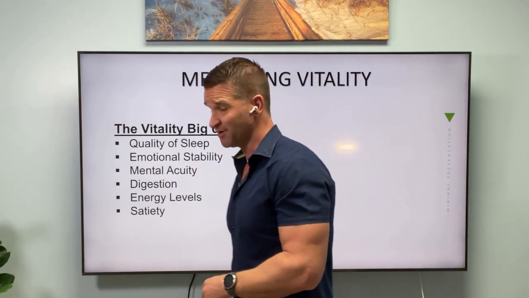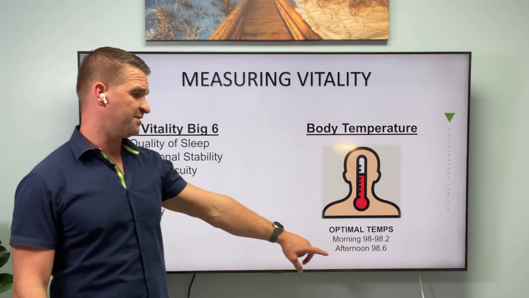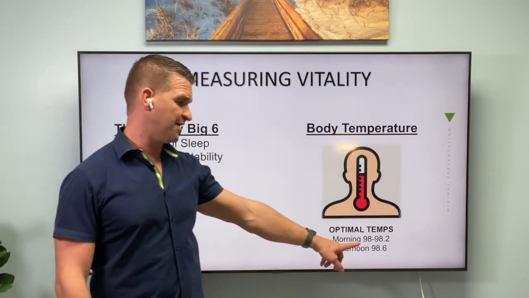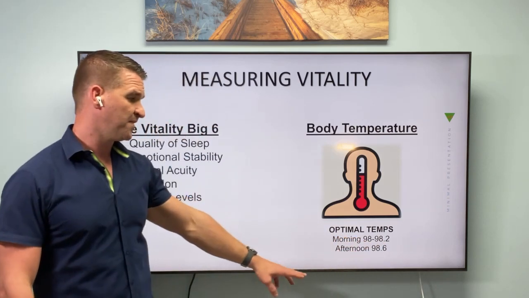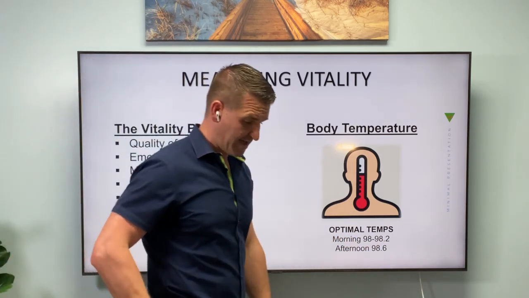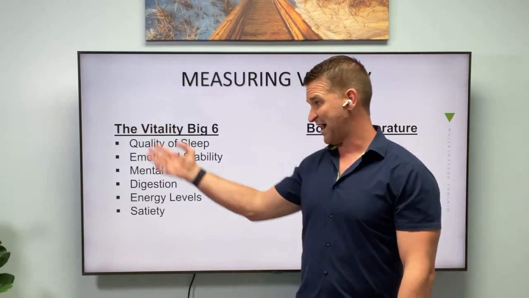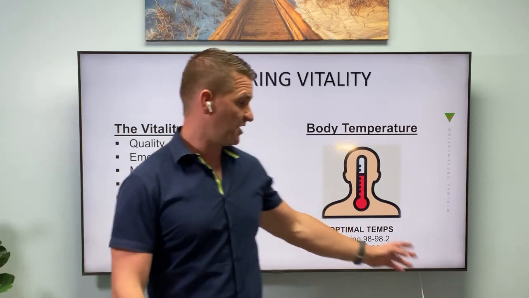And this is what we use to measure. The other thing we look at is body temperature, okay? And optimal temps, morning around 98 to 98.2, and afternoon 98.6. This is one of the first things Dodie and Ray had us do with Eve, and Eve's case study was to track this and to track her temperatures.